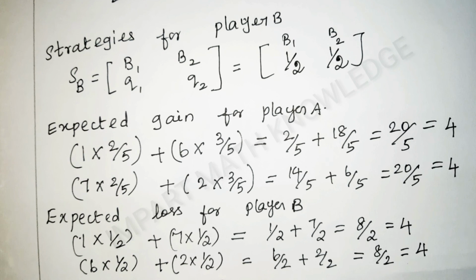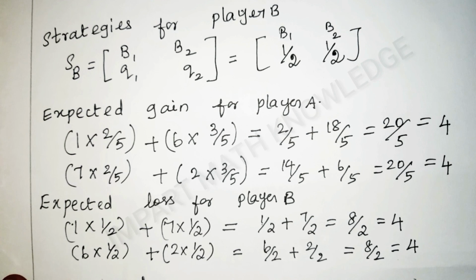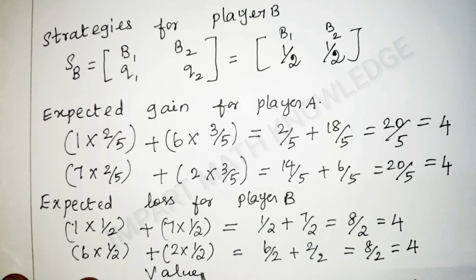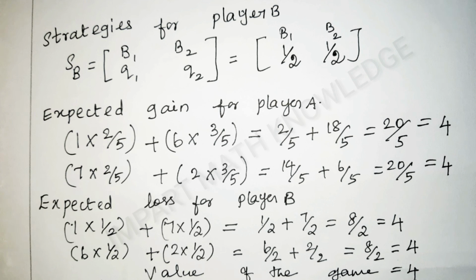Remember that if your values are negative, it means player B is the gain player and player A is the loss player. Here the value is positive, so player A is the gain player. Value of the game. The value of the game is equal to 4.